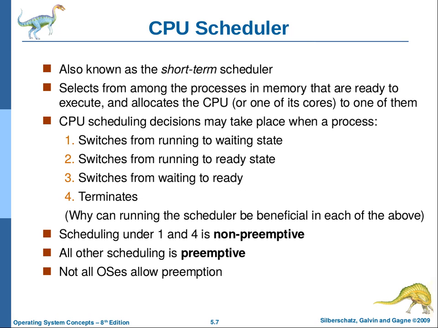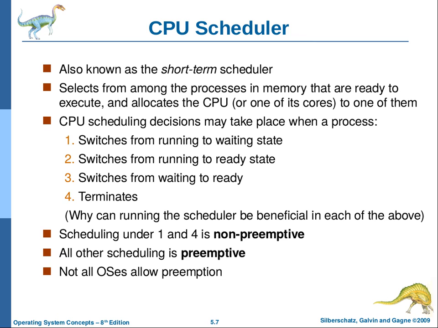The CPU scheduler is known as the short-term scheduler. It is what schedules what's on the CPU. The idea is your program is already in memory. Which process are we going to put on the CPU, and in what order? What should be the order of the different processes?